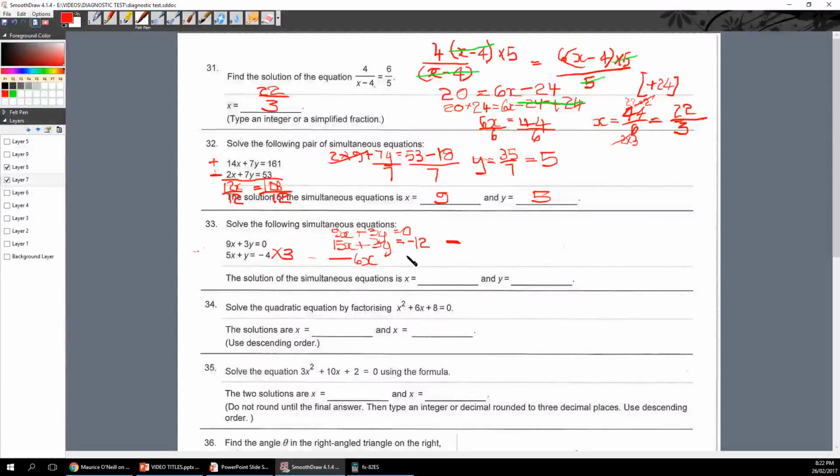And then that's going to cancel out. And that's 0 minus negative 12 is 12. Okay. And then I'm going to divide through by 6. No, I'm not. I'm going to divide through by negative 6. Negative 6. And I get x equals negative 2. I'm just going to check that that's right. Yes, it is. Negative 2.